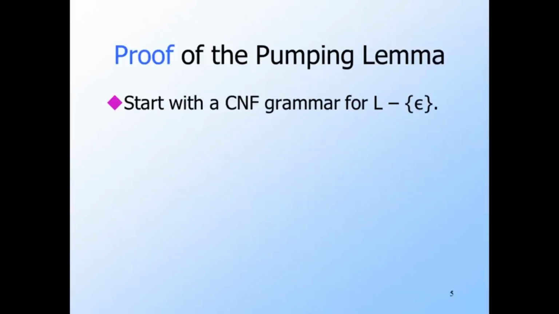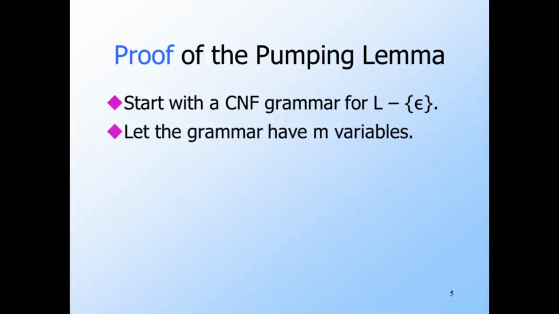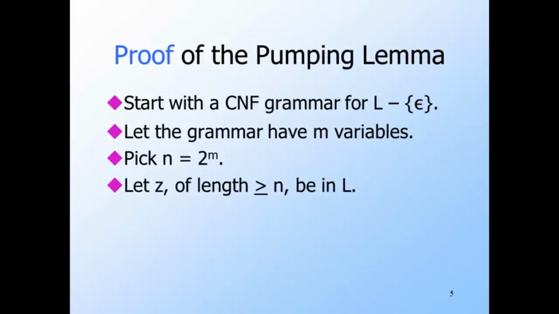The proof of the pumping lemma for context-free languages starts with a Chomsky normal form grammar for L. Technically it is for L minus epsilon, but the empty string will never meet the condition of being of length at least n, so its presence or absence doesn't matter. This CNF grammar has m variables for some m, so we're going to let n be 2^m. And now let's consider any string z in L of length at least n. That's 2^m again.